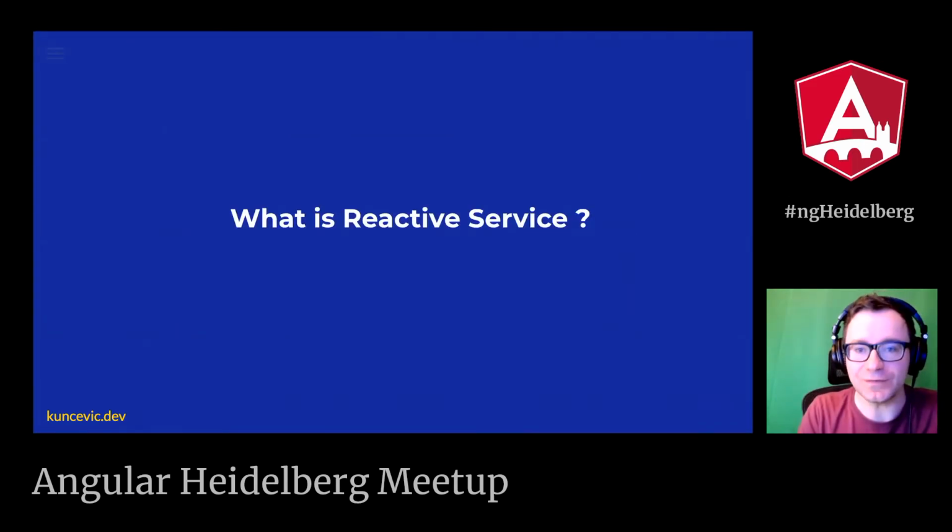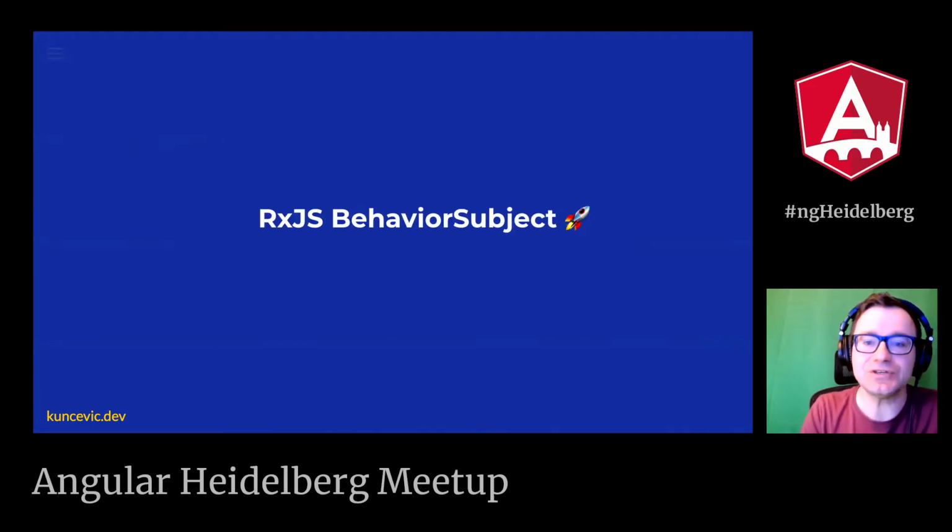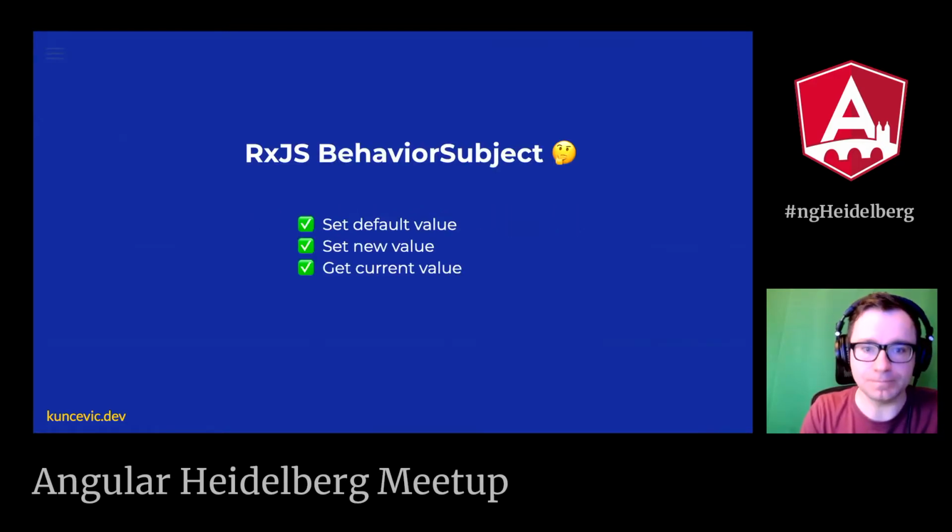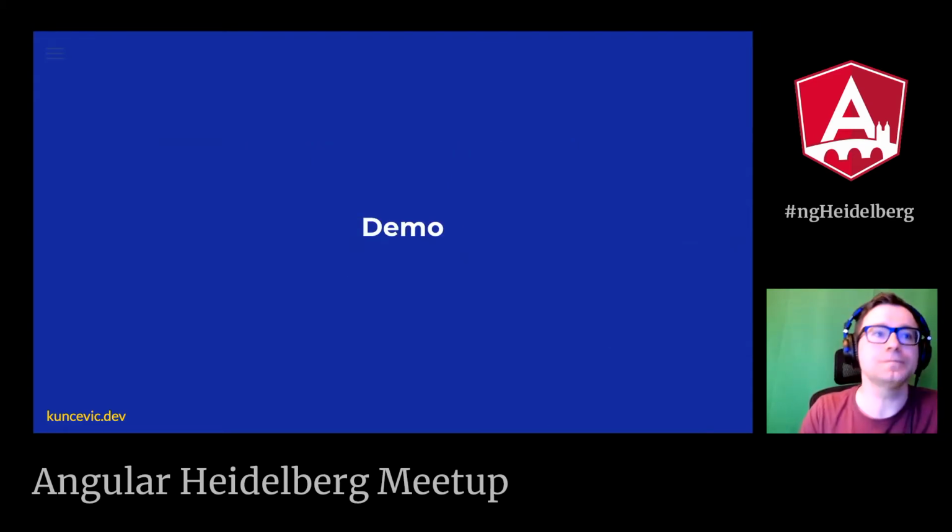What is a reactive service? A reactive service is just a wrapper on top of an RxJS BehaviorSubject. I will show you all the details on that in an upcoming demo. With a BehaviorSubject, we can create an observable, set its default value, set a new value, get the current value, and so on. So let's see the demo.